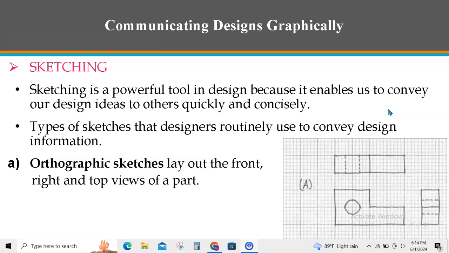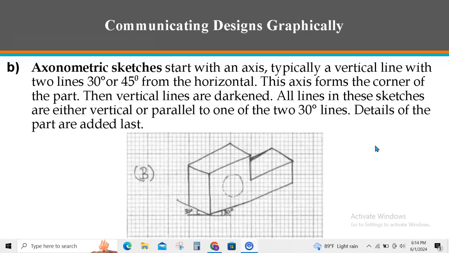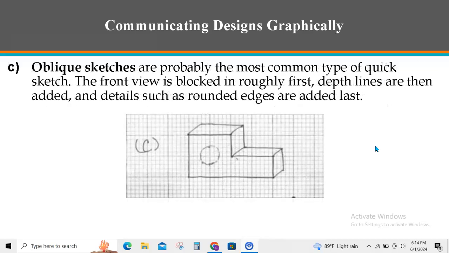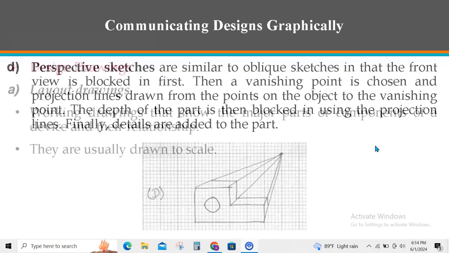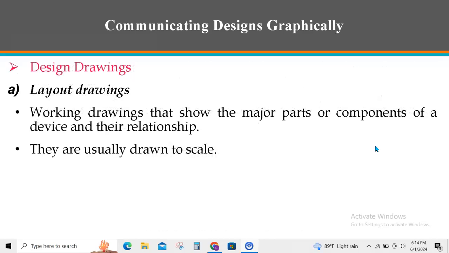So there are different types of sketches. First is orthographic sketches. These show you a front view, a top view and a side view. Next is axonometric sketches, which are represented along an axis. Next is oblique sketches. It is one of the most common types of sketches, where the front view is blocked and details are added. Perspective sketches are those where you choose a vanishing point and draw projection lines from that point.